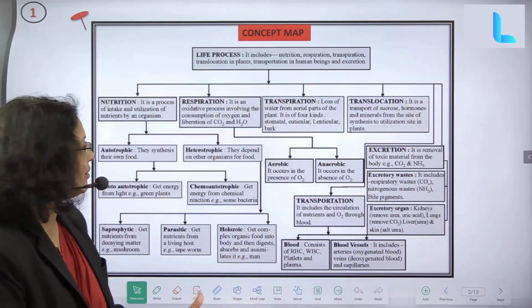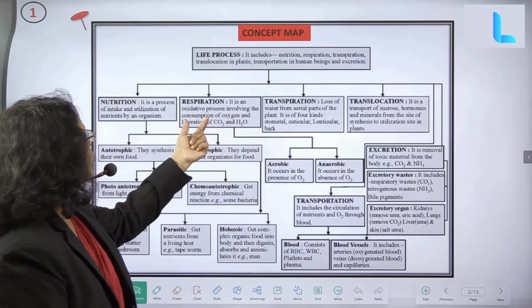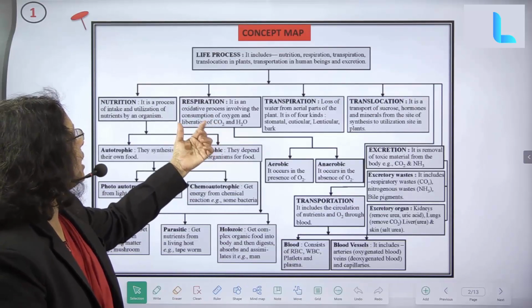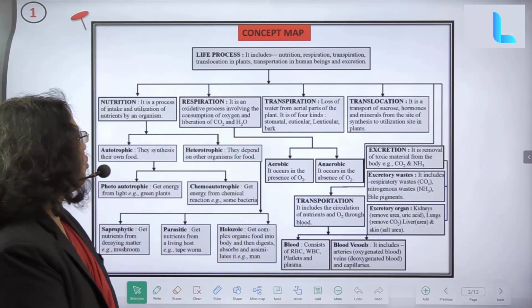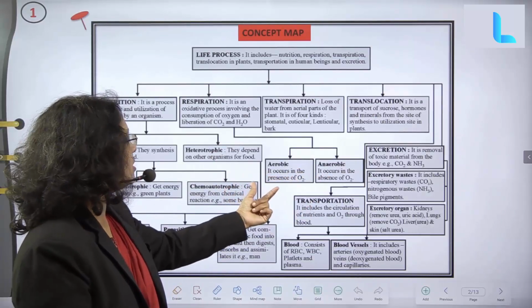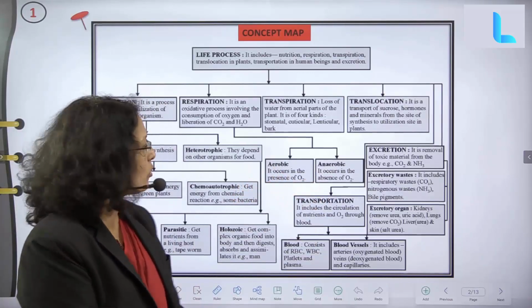and assimilating it. Then respiration: it is an oxidative process involving consumption of oxygen, inhalation of oxygen and liberation of carbon dioxide and water. It can be of two types, aerobic and anaerobic. When it occurs in the presence of oxygen, it is aerobic. When it occurs in the absence of oxygen, it is called anaerobic.